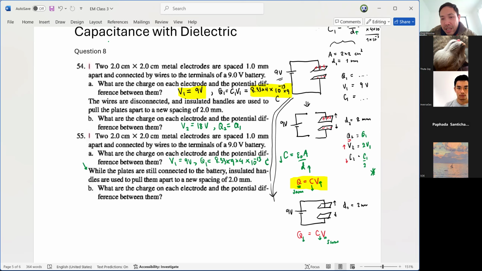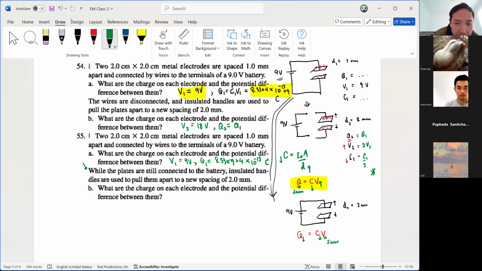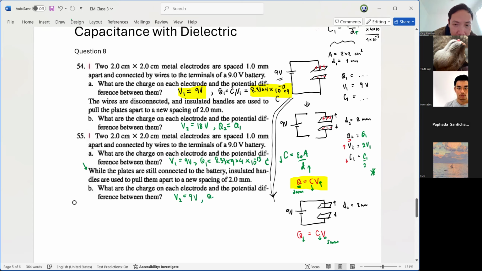So now Q is gonna be, what is it? It's gonna be half of what it was before, right? So V2 is gonna be the same 9 volt, but Q2 is gonna be half of Q1. Make sense? Because it's less capacitance and the charge is gonna flow back into the battery. Is that clear?